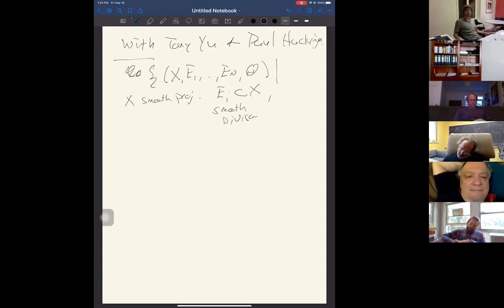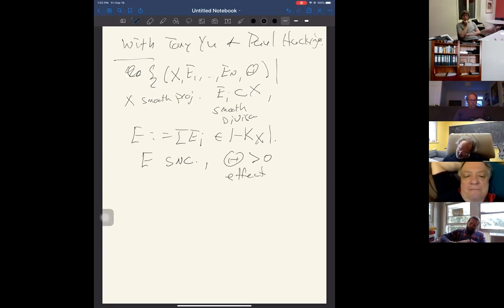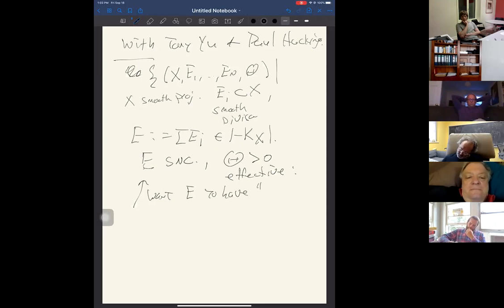And when I add them up, if I take E, the sum of the E_i, that should be anti-canonical. So really I have an anti-canonical divisor broken into a bunch of components, and I want E to be simple normal crossings, so the union of all these is simple normal crossings. And then theta is an ample divisor. It's effective. It's not anti-canonical, just some effective ample divisor. And finally, I said that E is SNC, but I want it to be as singular as it can be, being SNC. So I want E to have a zero stratum.